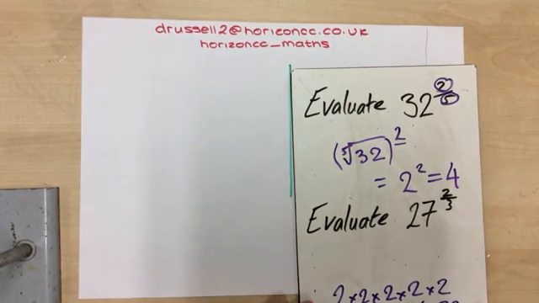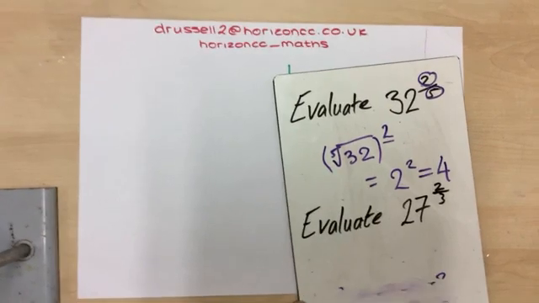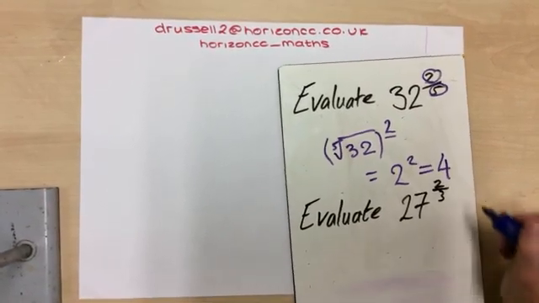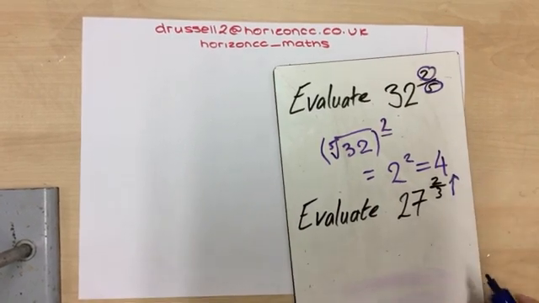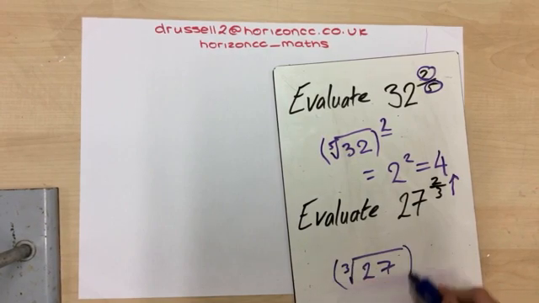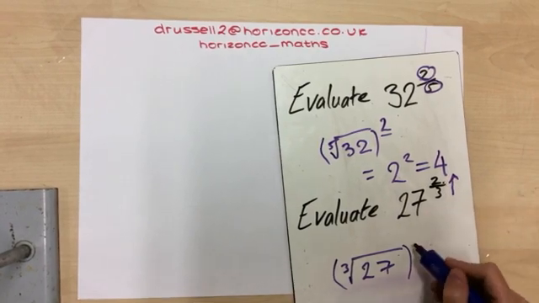Another example, just for a bit more practice, sorry, I haven't got a rubber. So 27 to the power 2 over 3. Once again, we're going to work our way upwards. So whatever's on the bottom is the root we're going to find. So we're going to find the cube root of 27, and whatever answer we get there, we're going to put it to the power of 2.